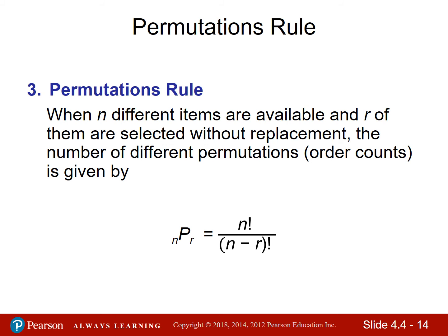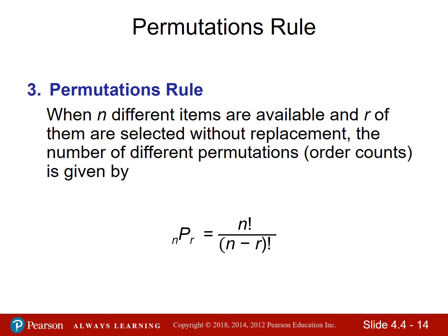So that will be 10P3. You have 10 students, you are selecting 3 students out of 10. 10P3 is the number of different permutations. So nPr is n factorial divided by n minus r factorial.